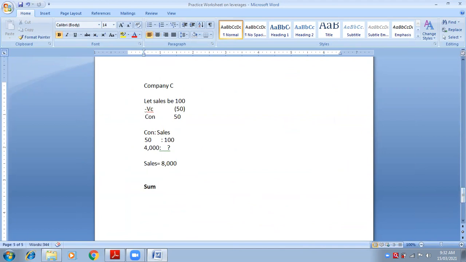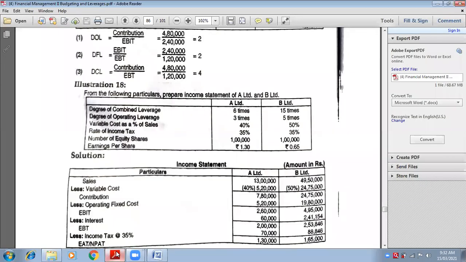Sum number 8. First of all, what is given in the question? The degree of combined leverage, and the formula is contribution upon EBT. But we don't have contribution, and we neither have EBT. Degree of operating leverage is contribution upon EBIT; we don't have any of these things.